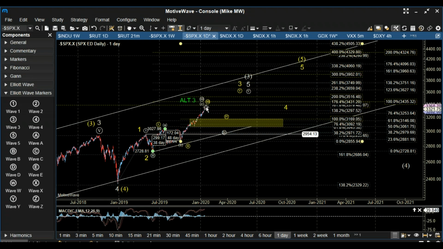Again, if we break down per the white path, get through that support zone, then we should have one more high for this fifth wave up towards 3400, 36-ish hundred before topping and seeing a more significant retracement.